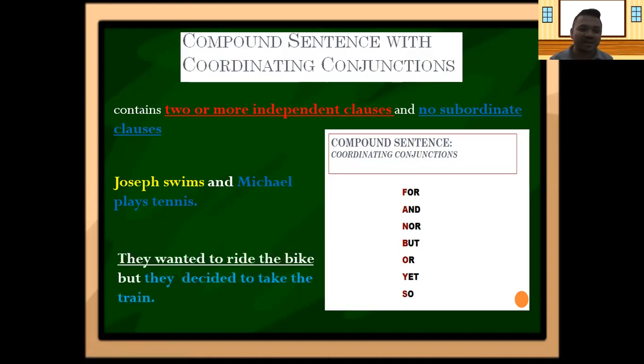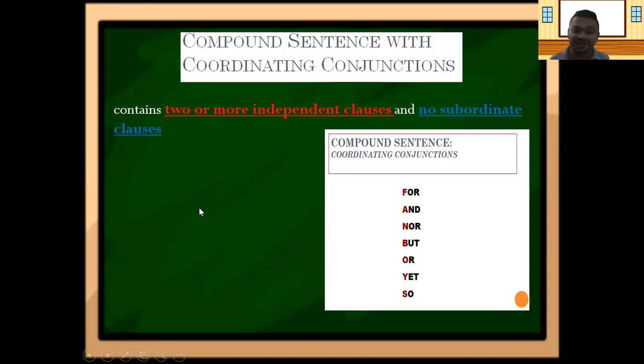Okay, the next one: "They wanted to ride a bike, but they decided to take the train." The first independent clause is "they wanted to ride a bike." It is a complete sentence, connected with the coordinating conjunction "but" to the other independent clause, "they decided to take the train." So, first independent clause, conjunction, and then the second independent clause. One independent plus one independent is equal to a compound sentence.